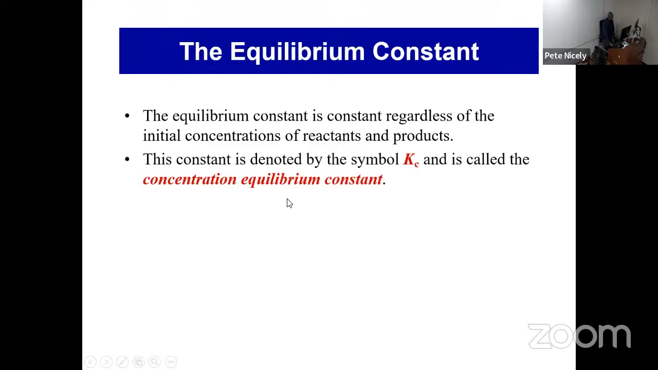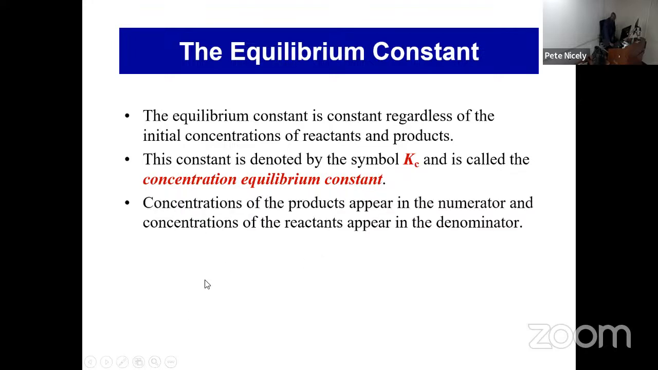I mentioned this before, the Kc is called the equilibrium constant, and more specifically, it's called the concentration equilibrium constant, because there are different types of equilibrium constant. This one is based on concentration values, but there are others we're going to learn about later. For example, Kp, which is the equilibrium constant based on pressure values, and there are some others as well.